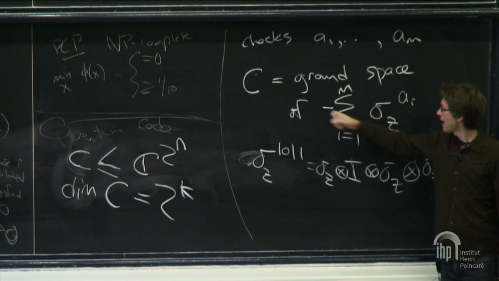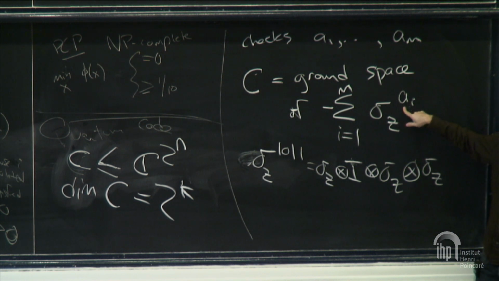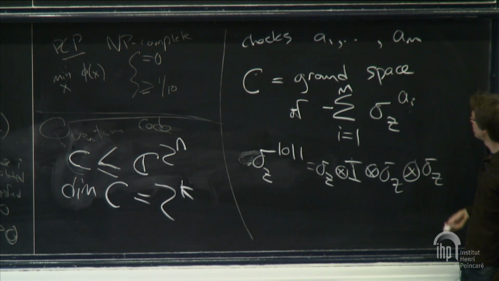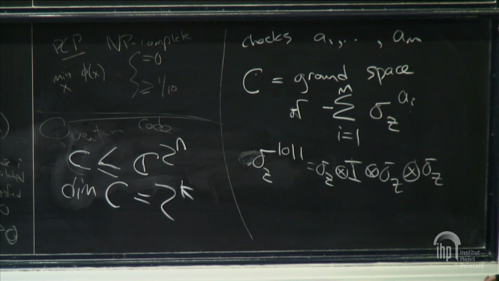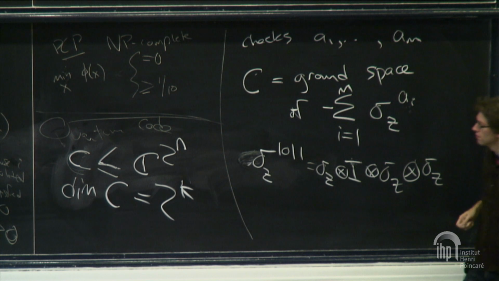And when you put the minus sign out front, that means the ground space is going to correspond to the +1 eigenstates of this. And it's going to be basically the strings that satisfy the parity constraint way up there. Their inner product with a_i should be 0.